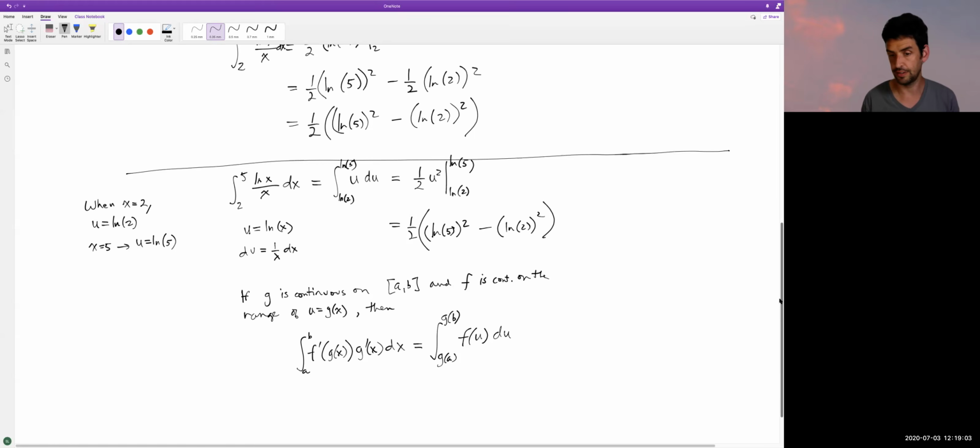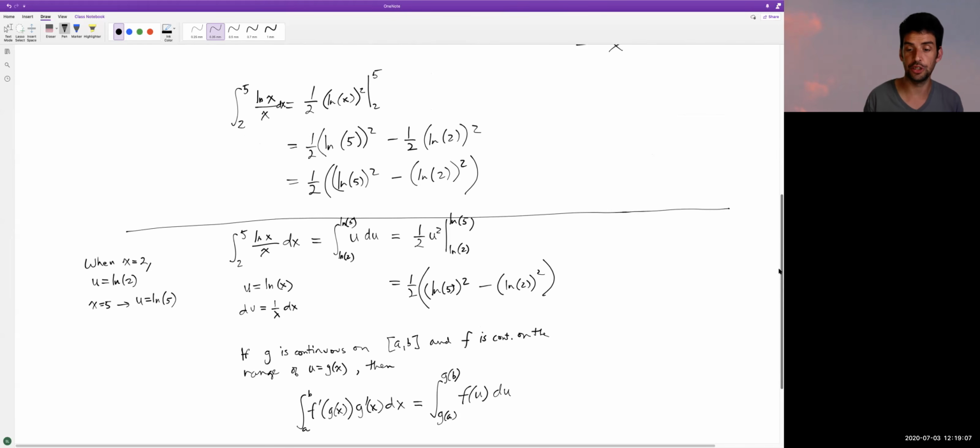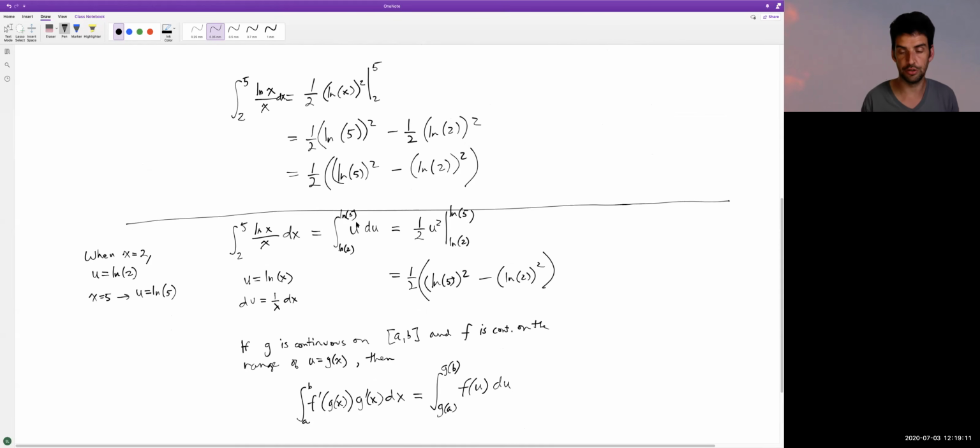We took, instead of finding an antiderivative in terms of x, we changed our integral into an integral of u and changed the bounds to the corresponding u values given the substitution, right? g of a was like our natural log of 2, g of b was like our natural log of 5. Okay, that's it for this one. I just wanted to point out how to do these definite integrals.